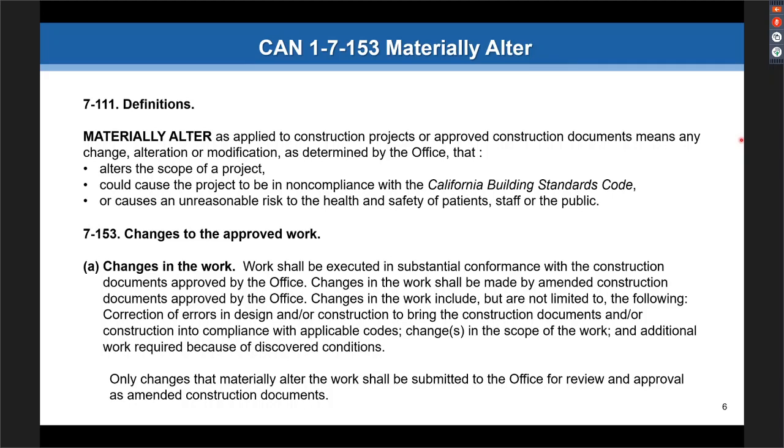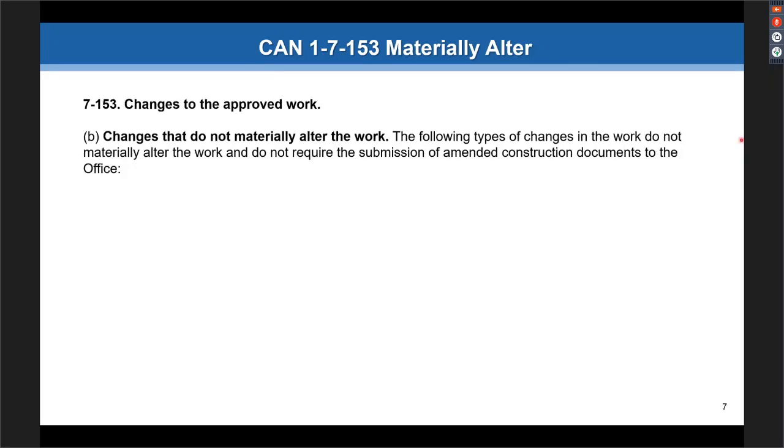Basically what the code is telling us here is anything that you change is subject to review and approval. Okay, but we're going to make some exceptions to that as we move forward here. But only changes that materially alter the work shall be submitted to the office for review. So the key here is the material alter, and that's kind of the intent of this CAN, is to define what's material and what's not, non-material.